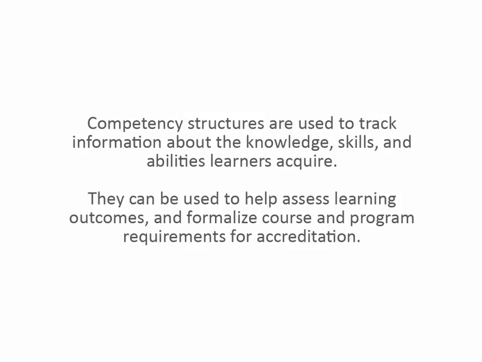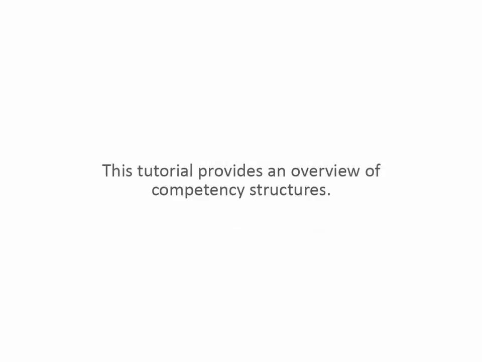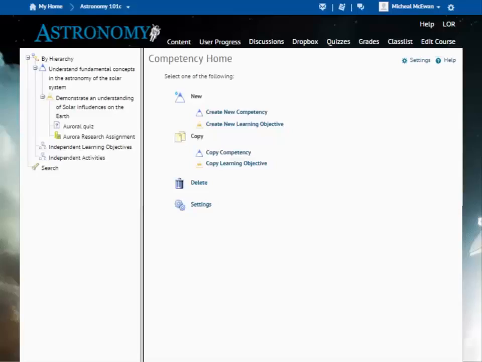Competency structures are used to track information about the knowledge, skills, and abilities learners acquire. They can be used to help assess learning outcomes and formalize course and program requirements for accreditation. This tutorial provides an overview of competency structures. In competencies, you can view, edit, and create competency structures.